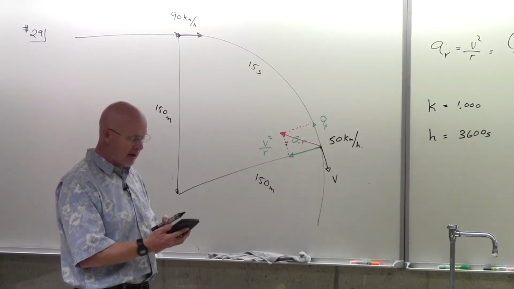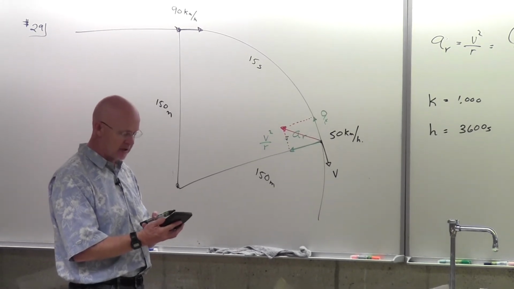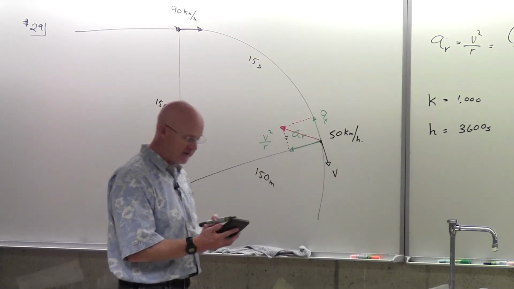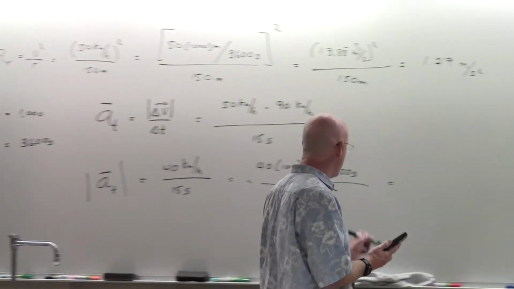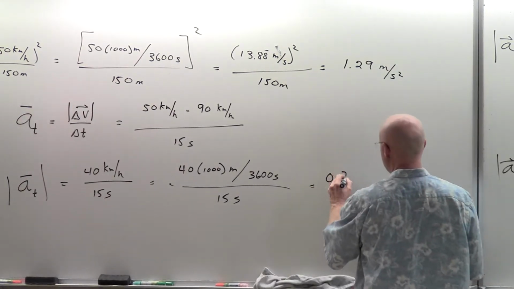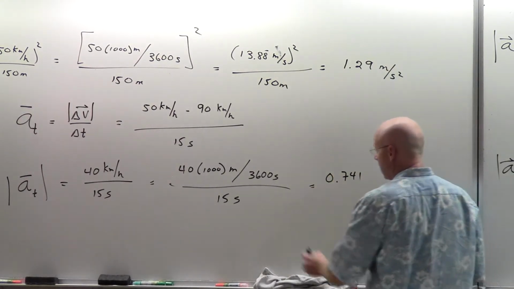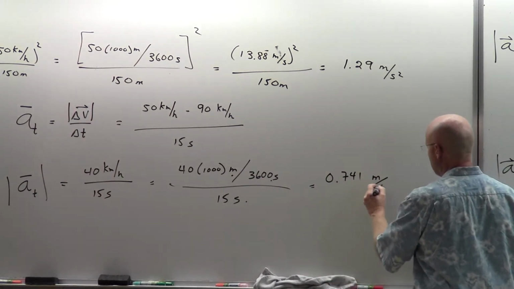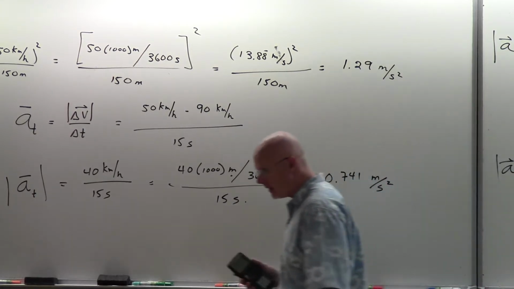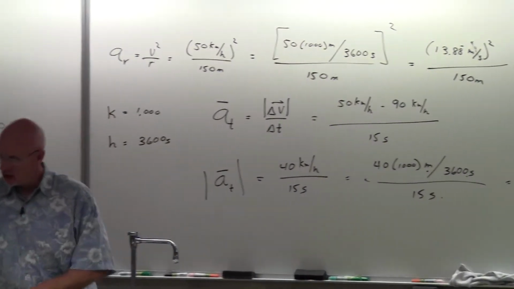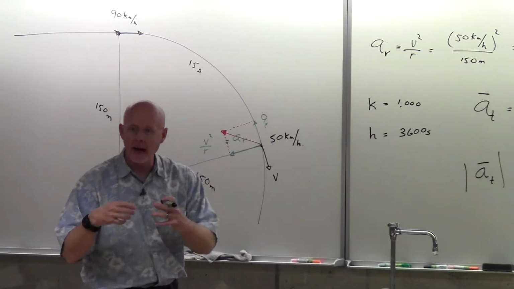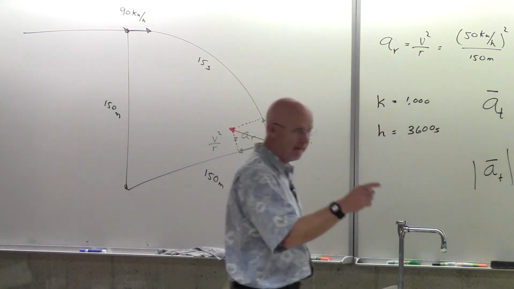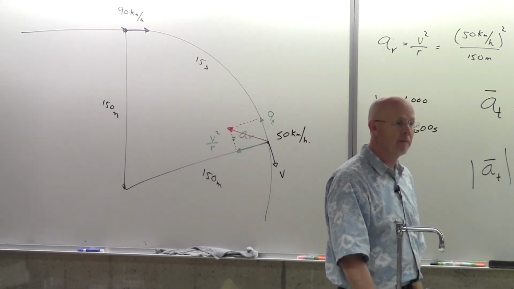So in the numerator, I have 40,000 divided by 3,600, which comes out to be 11.1. I'm going to divide that by the 15 seconds, and coming up with 0.741. And if I look here, that's meters per second each second, which when I take that compound fraction and simplify, becomes meters per second squared. And as it should, right? I'm getting an acceleration, so it should come out into those units. Yeah. What if it asked for the acceleration over the entire period?